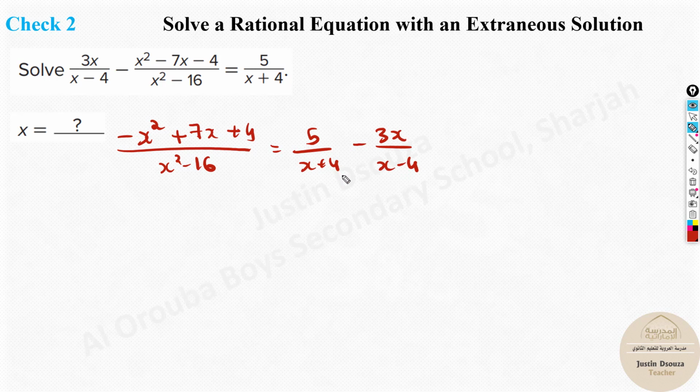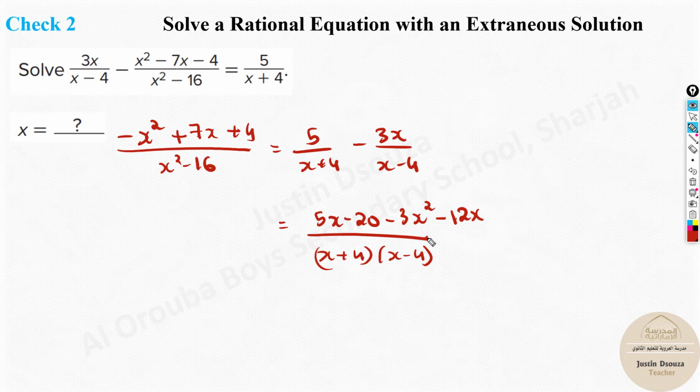Now, here you need to multiply them to each other. So the denominator will be the multiplication of x plus 4, x minus 4. And here it will be 5 into x minus 4. You can directly do this multiplication instead of writing. Now I'll simplify and write. See, 5 multiplied by x is how much? It'll be 5x. 5 times minus 4 is minus 20. And over here, minus 3x multiplied by x will be minus 3x squared. Minus 3x multiplied by 4 is minus 12x.